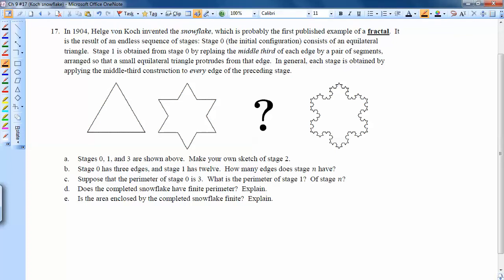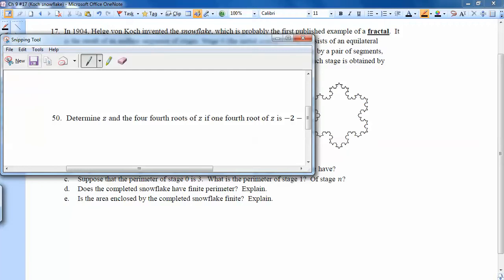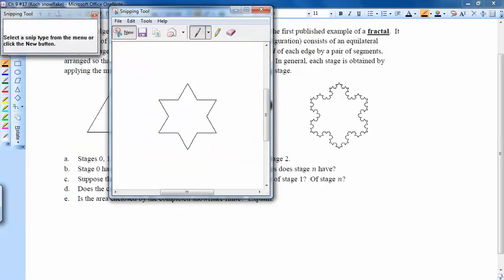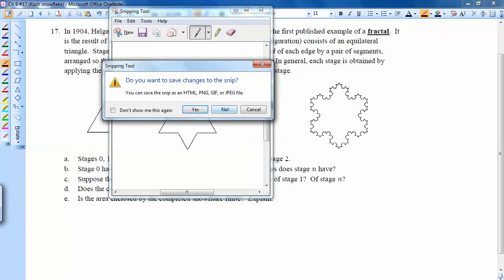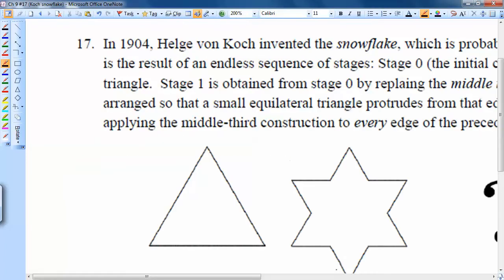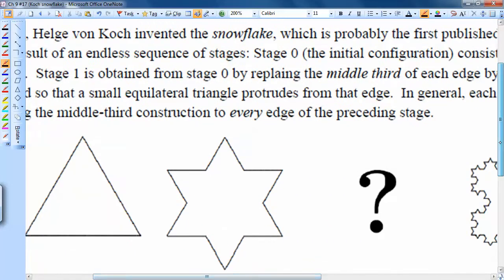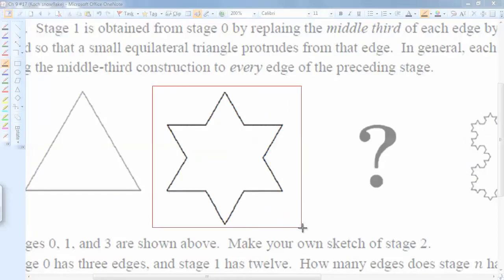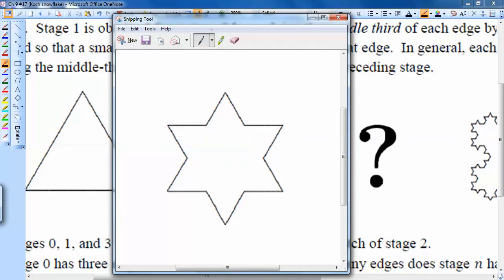So let's see, how can I do this? I'm going to snip this picture right here. Actually, let me zoom in first. Let's go to 200%. Alright, so I'm going to snip this part, and I'll just draw it right on here. Is my custom pen white? Yeah. So I need to get rid of the middle third of each of these sides here.